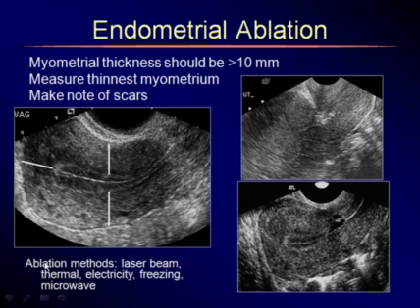which could be a number of different ways. It could be a laser beam. They can use thermal destruction, electrical destruction, freezing, microwaving of the endometrium. So whatever they use, that can actually penetrate, heat, or damage something beyond and cause further problems. So they want to have a nice thick covering of myometrium.